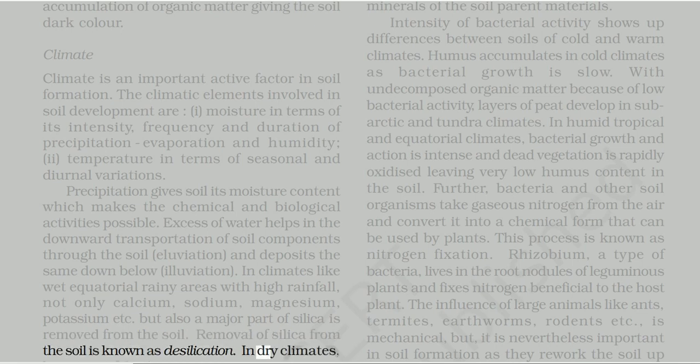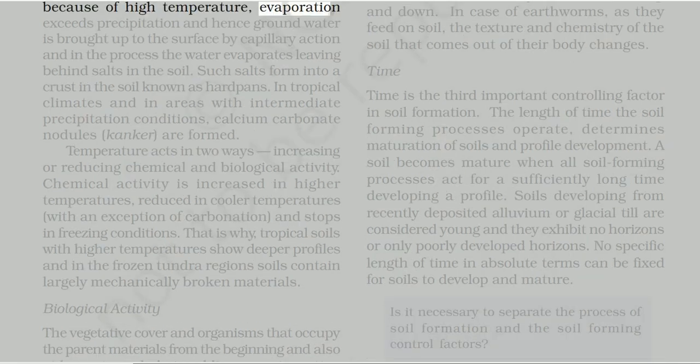In dry climates, because of high temperature, evaporation exceeds precipitation and hence groundwater is brought up to the surface by capillary action, and in the process the water evaporates, leaving behind salts in the soil. Such salts form into a crust in the soil known as hardpans. In tropical climates and in areas with intermediate precipitation conditions, calcium carbonate nodules, concretions, are formed.